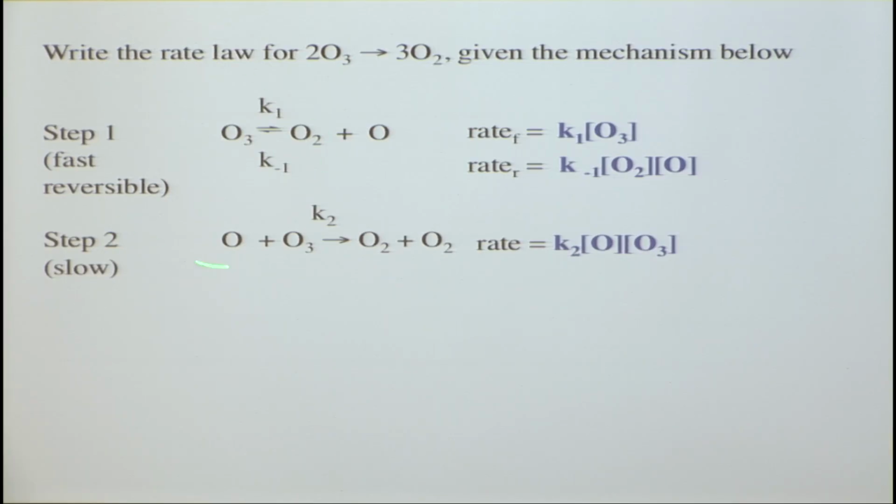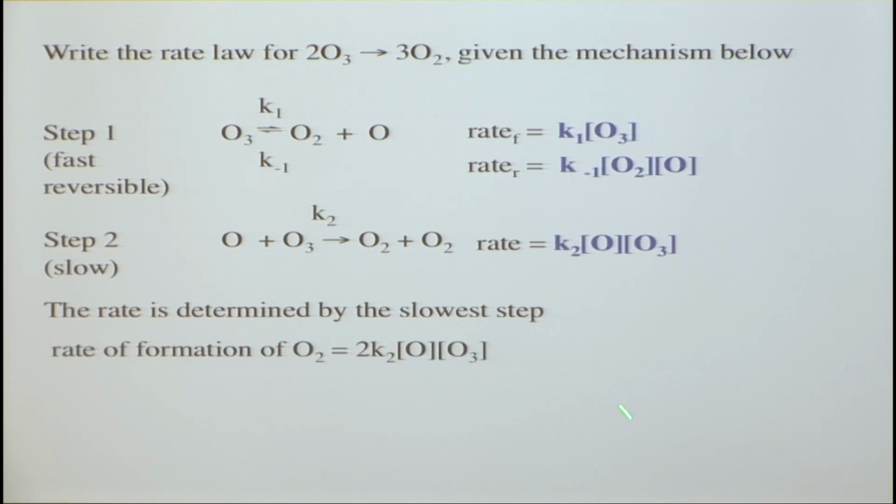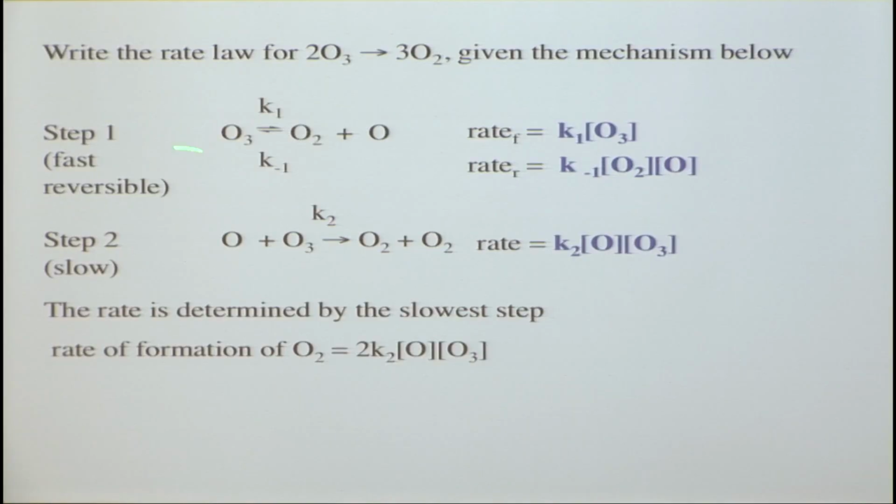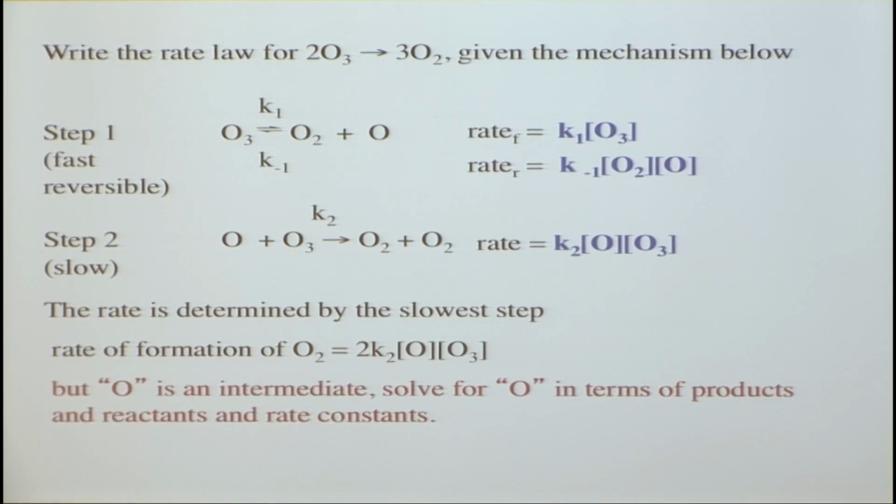So now we're told that there's a fast reversible step and a slow step. So the rate will be determined by the slow step. So we can write out the rate of formation of O2 based on the slow step, which happens to be the second step, which is what we've done all along. So there's not really a huge change right now. So for the formation, again, 2 molecules of O2 are formed, so we have a 2. We have k2 times the concentration of our intermediate O times the concentration of O3.